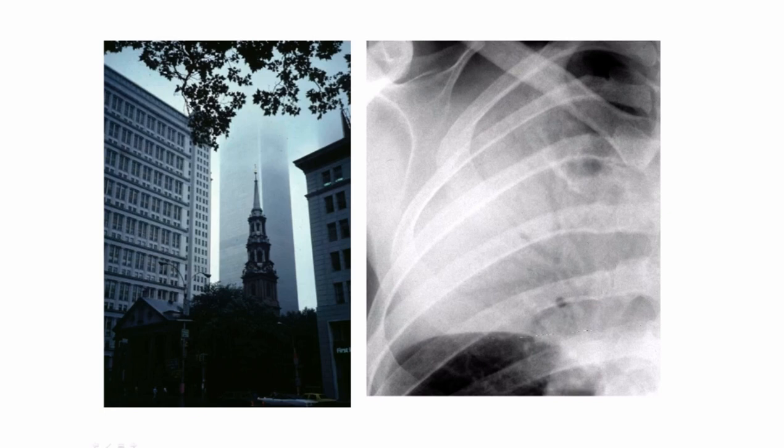On this X-ray, we can also see the horizontal fissure and an air bronchogram. This is right upper lobe consolidation.